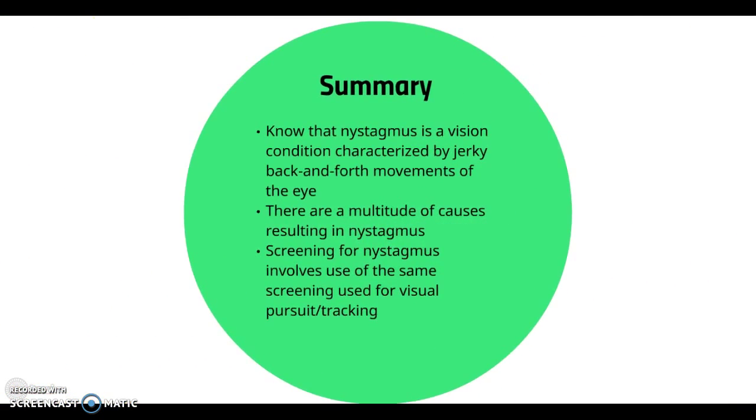Hopefully you should now know that nystagmus is a vision condition characterized by jerky back and forth movements. Again, there are a multitude of causes contributing to the main two types of nystagmus, acquired and congenital. And you should now understand that screening for nystagmus involves use of the same screening for visual tracking.